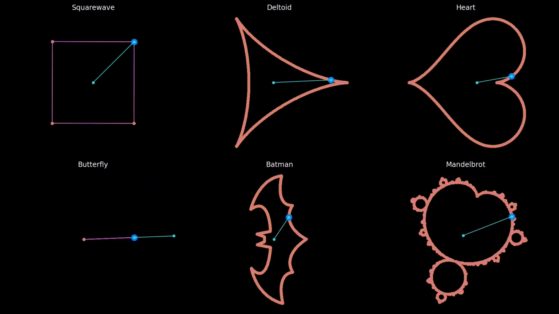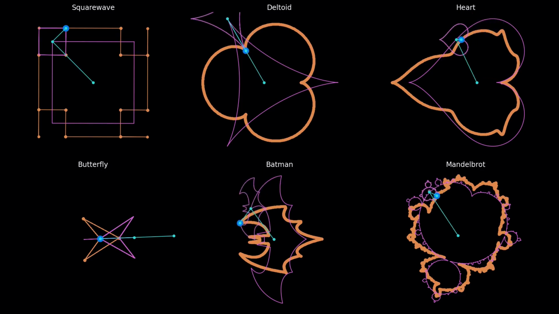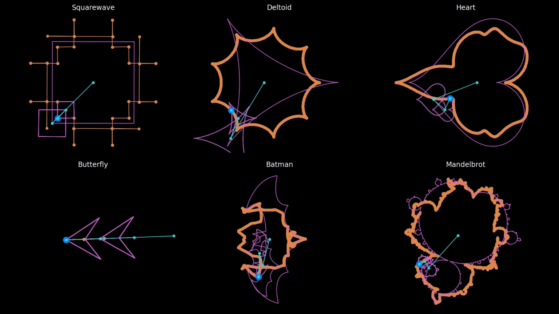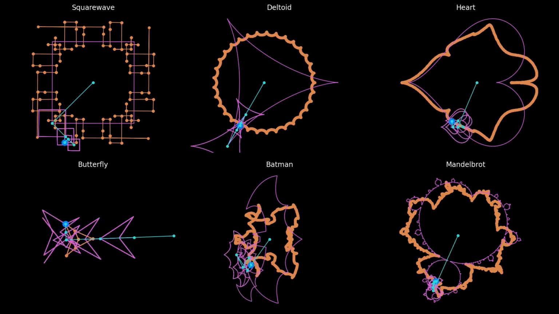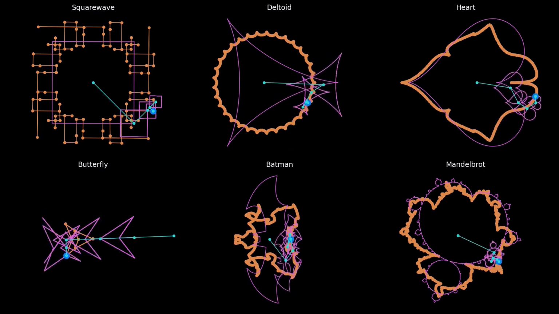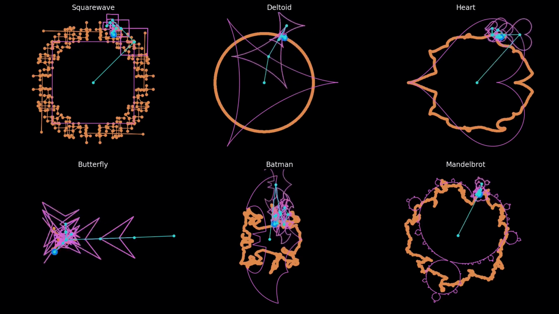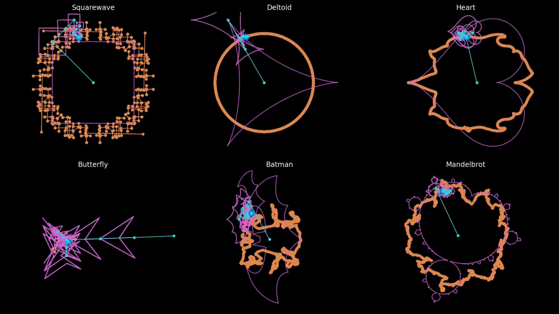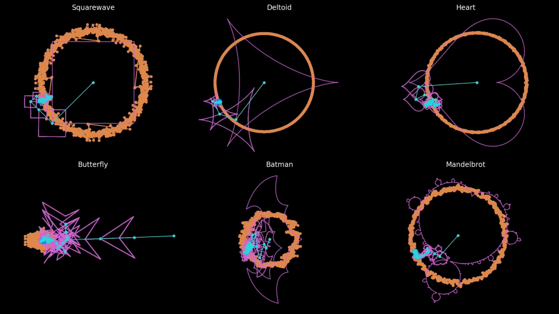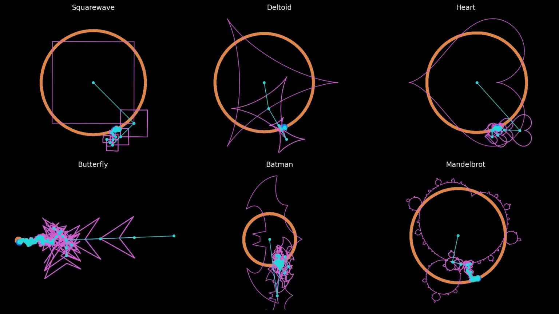So here's 1 frequency. Now with 2. 3. 5. And 10. We can see that all the signals except the butterfly resemble a sinusoid more and more. Continuing, here's 50 frequencies. And finally, using all the frequencies, we obtain a perfect sinusoid.